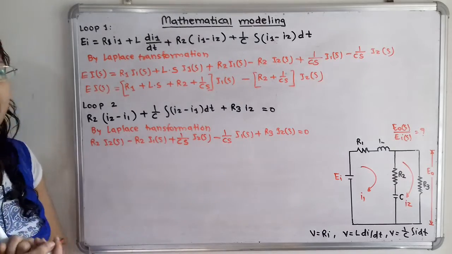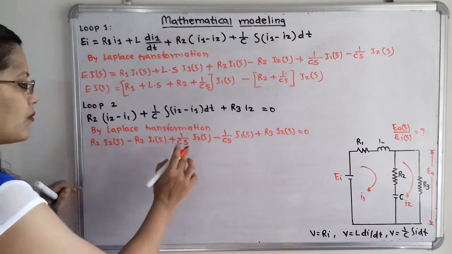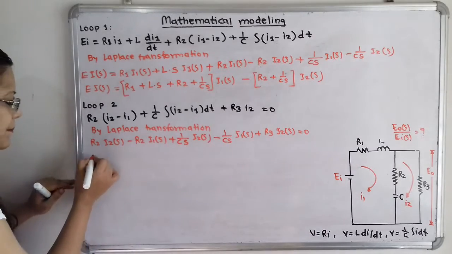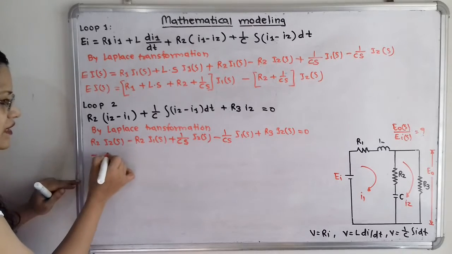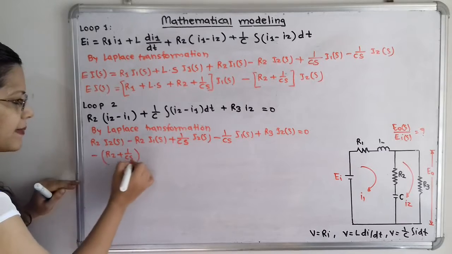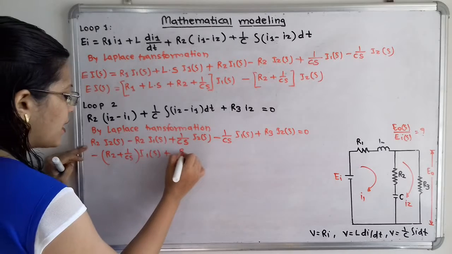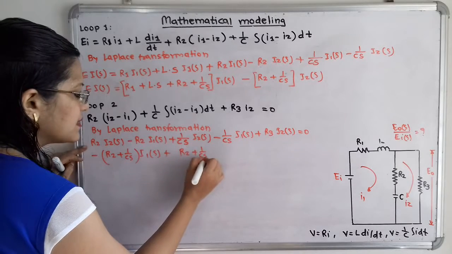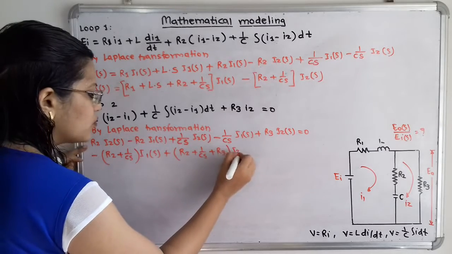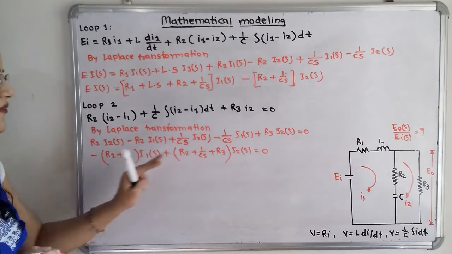Now I have to again simplify this. So I will take I1 as a common, I2 as a common. There are only two I1 terms, so now the minus sign I will take outside the bracket: minus R2 plus 1 by Cs, bracket complete, I1 of S, plus R2 plus 1 by Cs plus R3, bracket complete, I2 of S is equal to 0. So this is the simplified form.